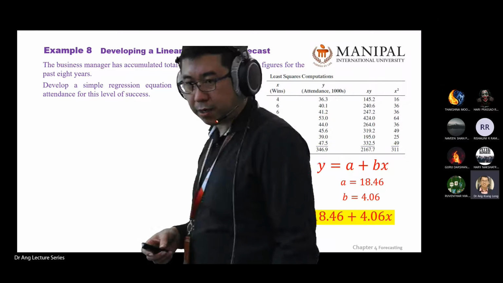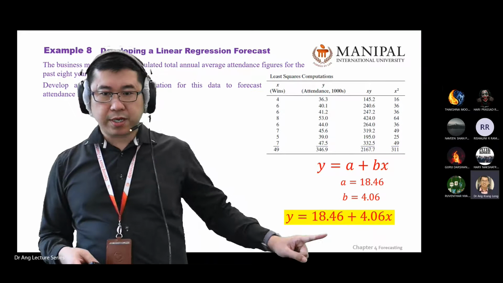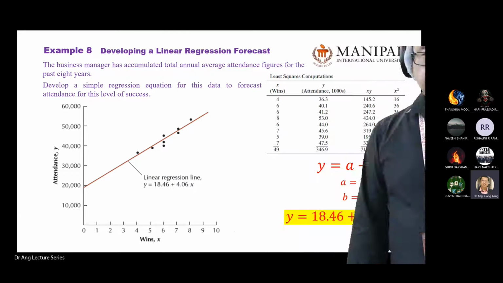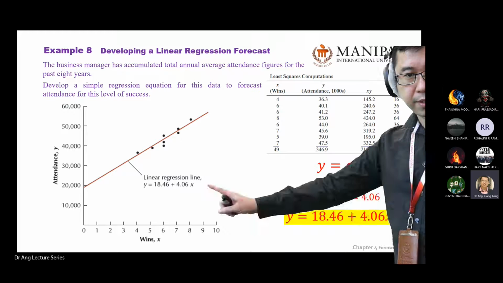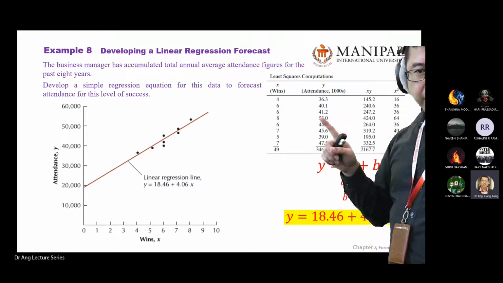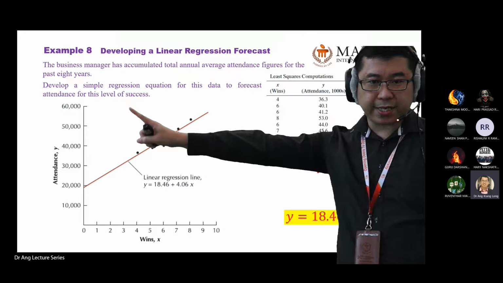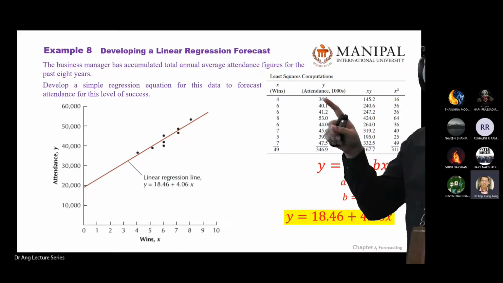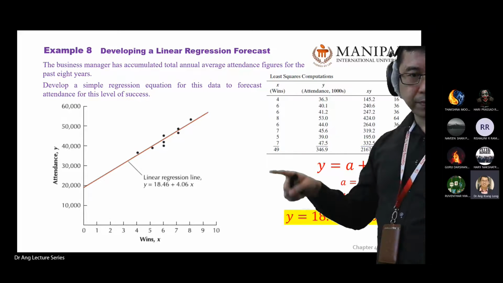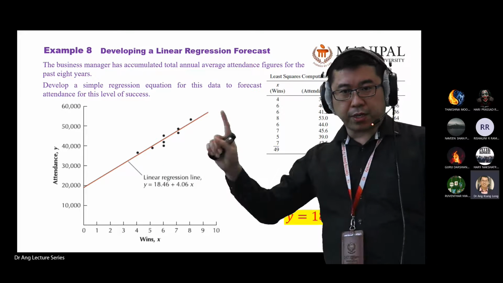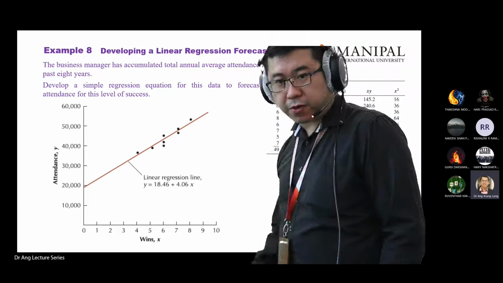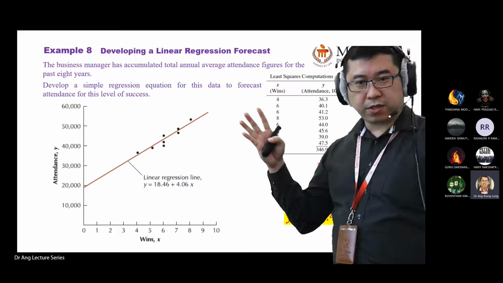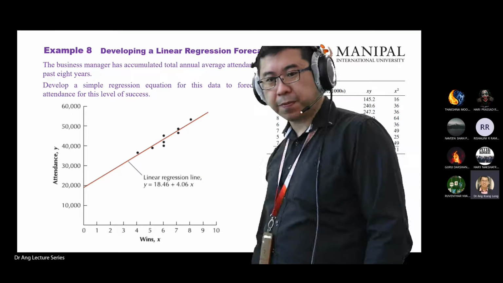So I put the a, b equation here, x over the general equation over here, and if you plot the graph from the data, y-axis is your attendance, x-axis is your wins, you plot the line over here. Just for your info, your assignment will be coming. You need to generate something like this in your assignment.